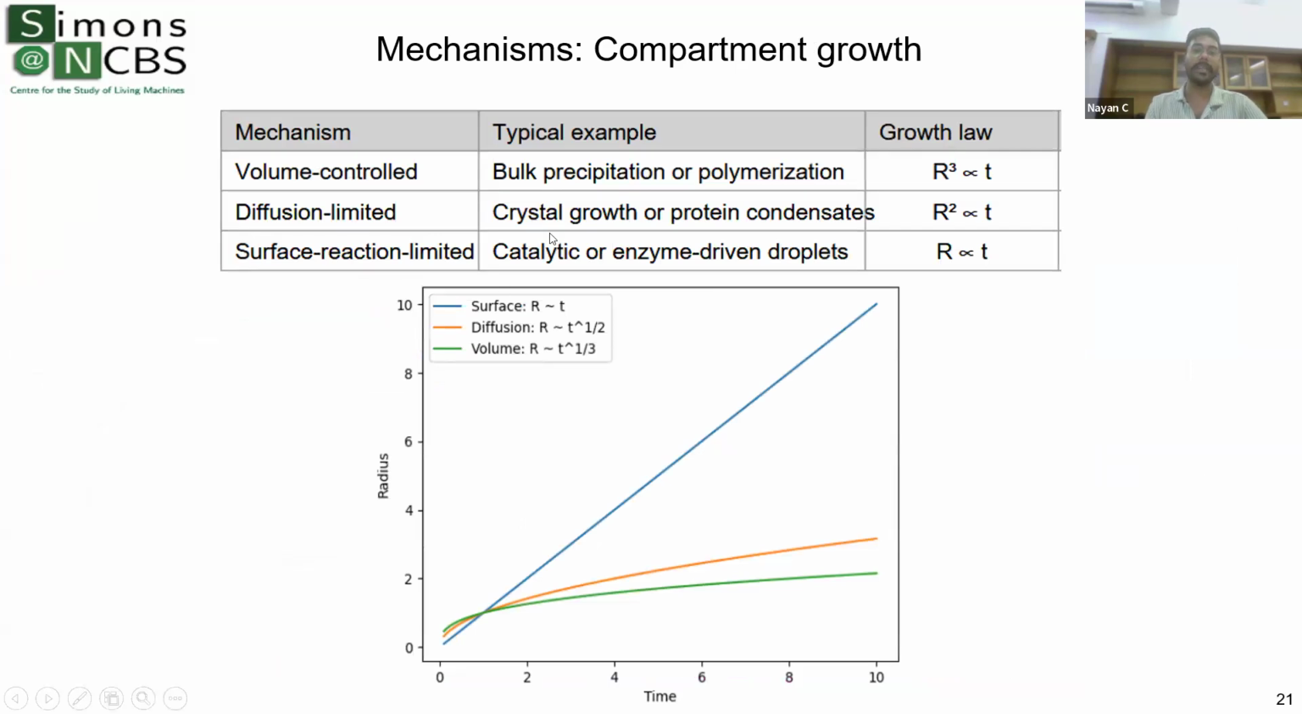In order to test it slightly better, we fitted the initial time scale growth. And typically, just to give an example of radius dependence on various types of mechanisms of growth, usually for bulk condensation, R cubed is proportional to time. And for diffusion limited processes like crystal growth, it's R squared proportional to time, the scaling. And for surface reaction or surface catalyzed ones, R is proportional to time.